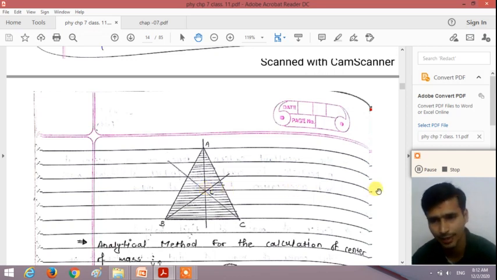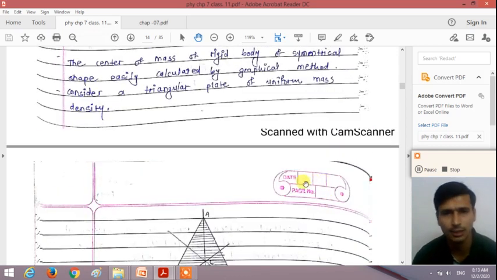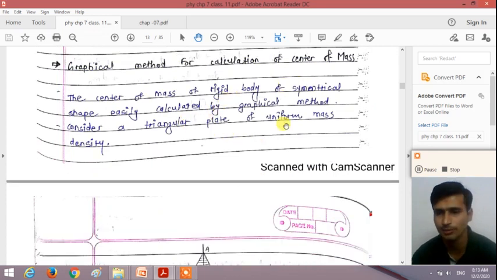If we consider a square, a square has four sides. Take any one side and convert the square into small thin sheets, and locate the center of mass of all the thin sheets. We get an imaginary line. Take another side and convert the square into small thin sheets, locate their centers and draw another imaginary line. The intersecting point of both imaginary lines is the center of mass of the square. So understand how the graphical method works for the calculation of the center of mass.